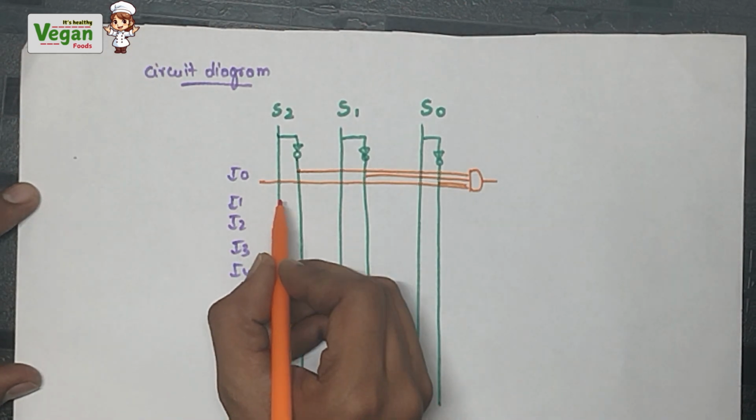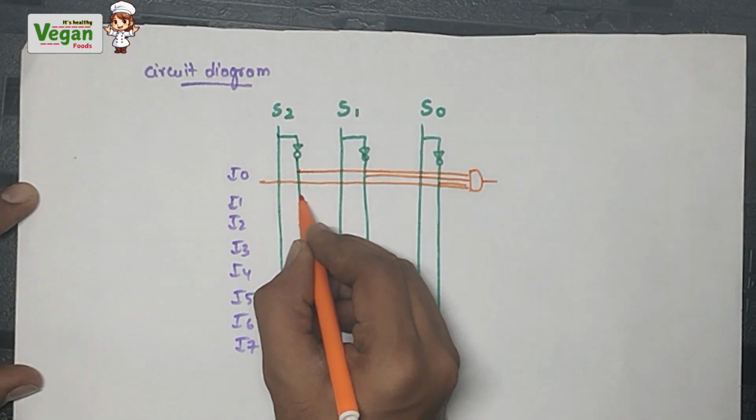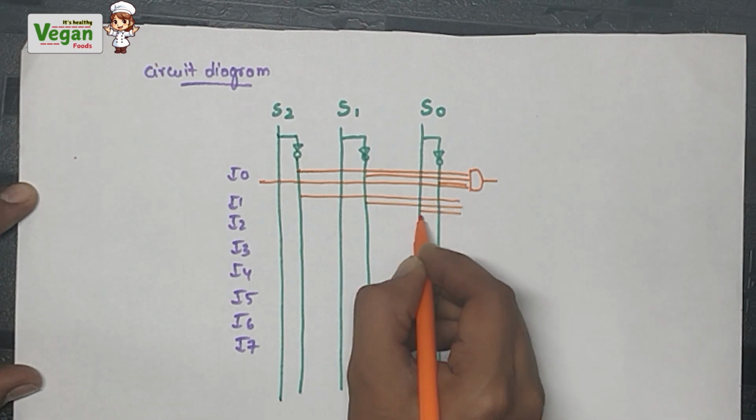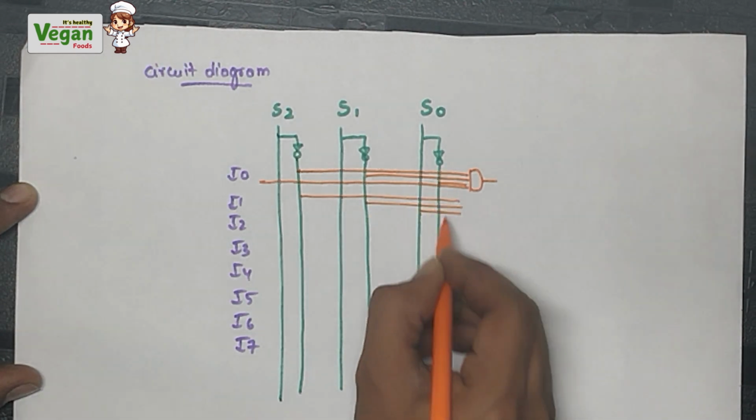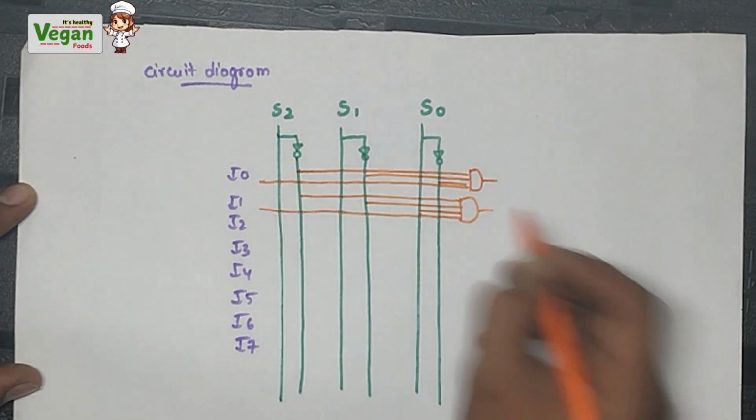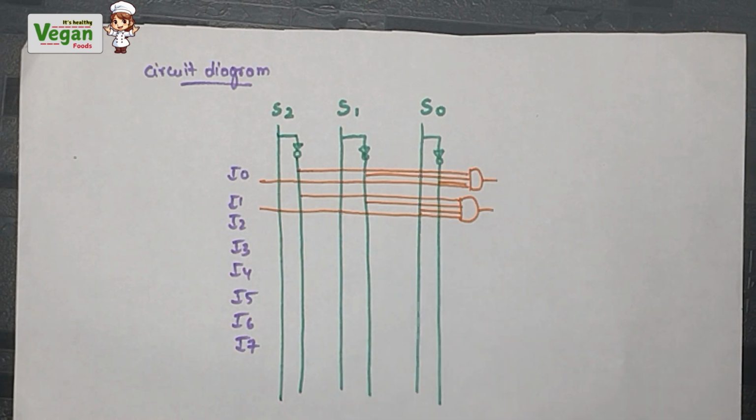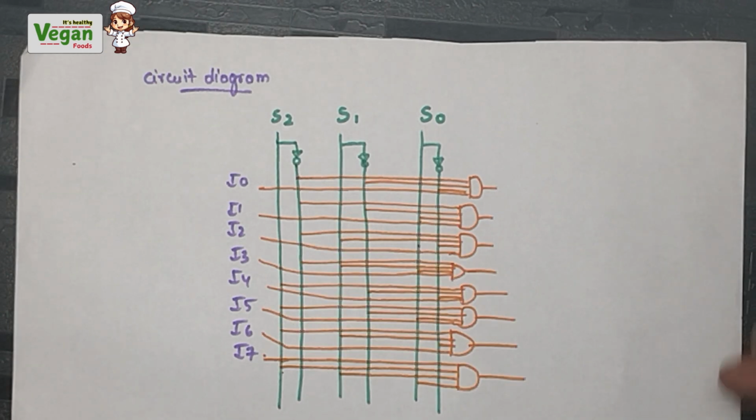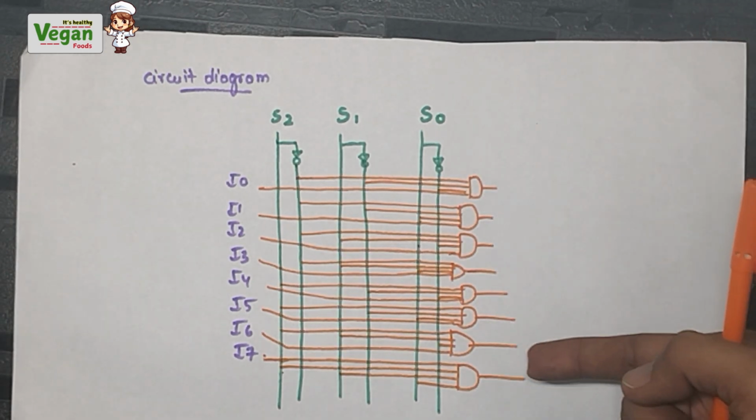What about the second one? That is I1, S2 bar, S1 bar and S0. For S0, use it directly, not the NOT gate one, and I1. So use the AND gate. Like this, complete it for I7 also. Like this, complete it for all of the 8 inputs. Now we have constructed all of them using AND gates.